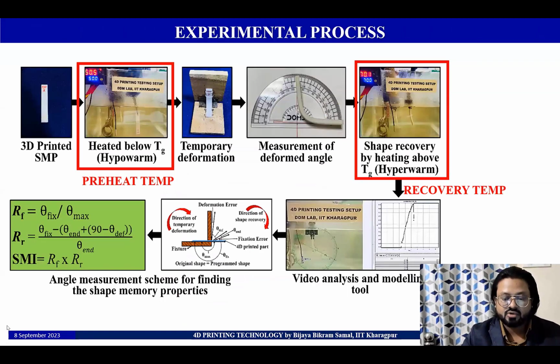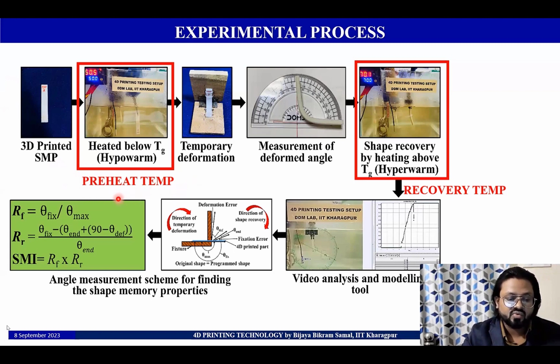Now coming to the experimental process. So the experimental process is the same as the programming during printing. So we have the 3D printed shape memory polymer, which we consider that during the 3D printing only it has been programmed. So it is now 180 degrees, so it has been programmed to be 180 degrees. Now coming to the second step, that is the preheat temperature. So here we have to heat the part because it is already programmed, so we have to heat the part and we have to deform it.